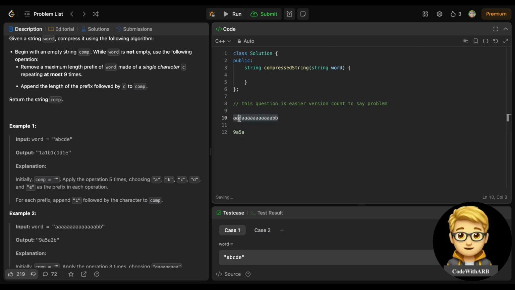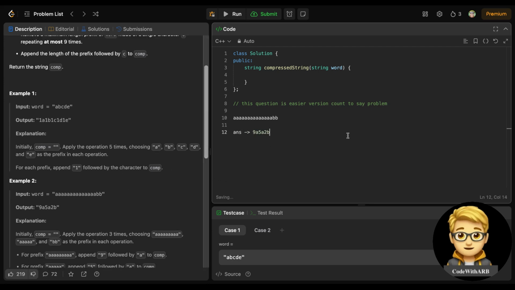1 2 3 4 5 6 7 8 9, so 9a. Because at most 9 times we can repeat that, after that we will again count 1 2 3 4 5, so this is 5a. This is how we will iterate and count. And after this there are two b's, so we will just write 2b. So this is the final answer string which we get.